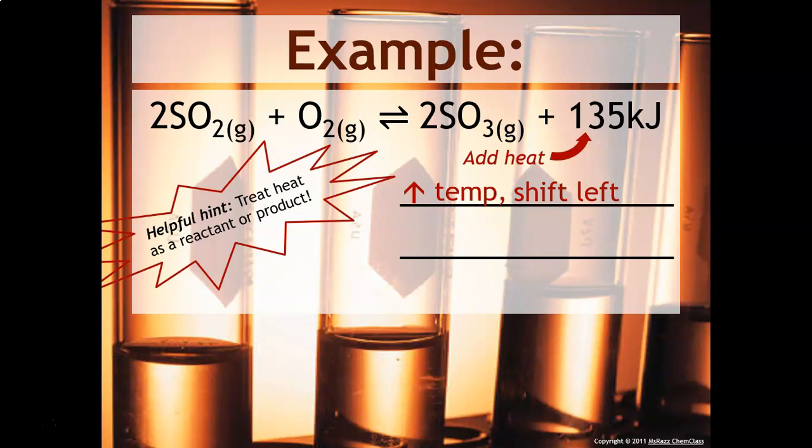Let's say we decrease temperature. So I'm removing heat. Notice I'm going to where the energy is in the equation, and I'm taking energy out. So if I'm taking energy out, the reaction is going to shift to make more of that energy. So we're going to see that the reaction is going to go right in this case.